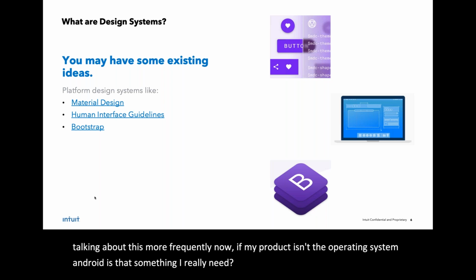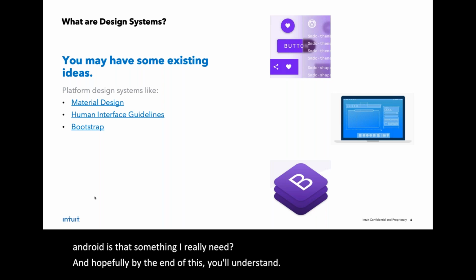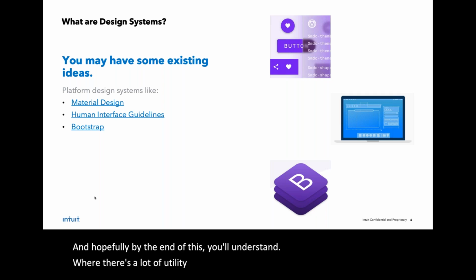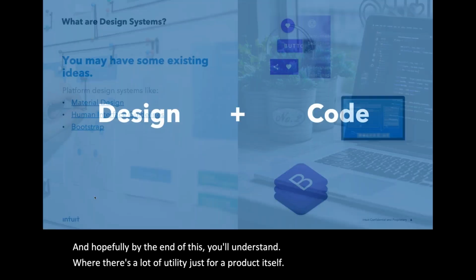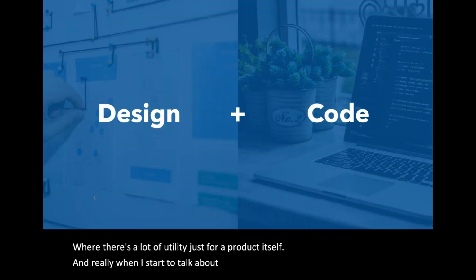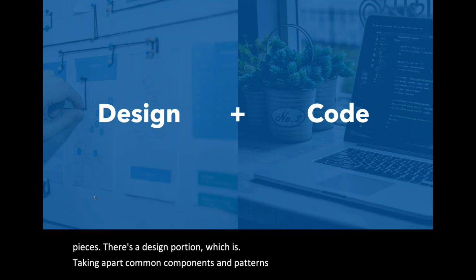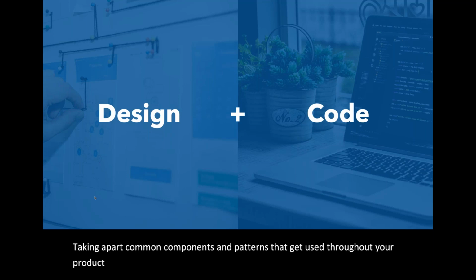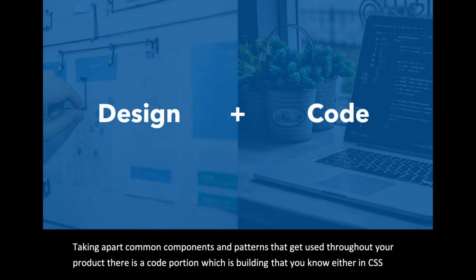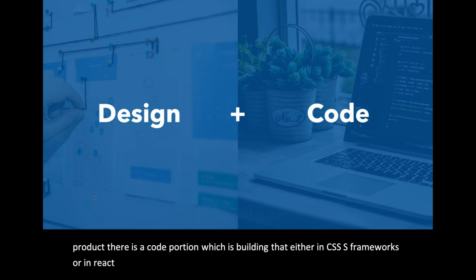And hopefully by the end of this, you'll understand where there's a lot of utility just for a product itself. And really, when I start to talk about design systems, I think of it as really two pieces. There's a design portion, which is taking apart common components and patterns that get used throughout your product. And there's a code portion, which is building that, either in CSS frameworks or in React or some other way that teams can reuse the same code and the same design throughout the application.